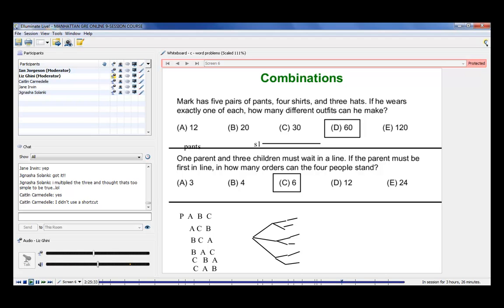The shortcut here, we're going to think about it. I'm putting 4 people in a line. How many choices do I have for the first person? This is a dumb question, right? It has to be the parent. 1. Jignasha, now that I've taken away the parent, how many choices do I have for the second person in the line?